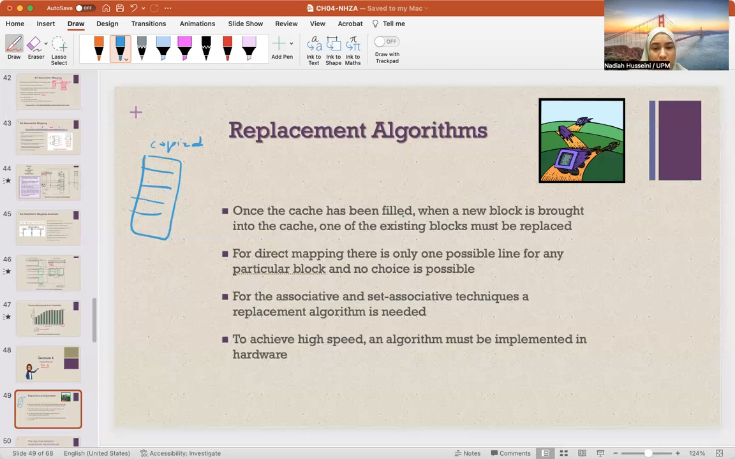Once the cache has been filled, when a new block is brought into the cache, one of the existing blocks must be replaced. For direct mapping, there is only one possible line for any particular block and no choice is possible. Therefore, we don't need a replacement algorithm. For associative and also set associative mapping, a replacement algorithm is needed. To achieve high speed, an algorithm must be implemented in hardware. So we don't want the decision of which cache line to replace to hamper the speed of our machine. So we need a replacement algorithm that is very effective.